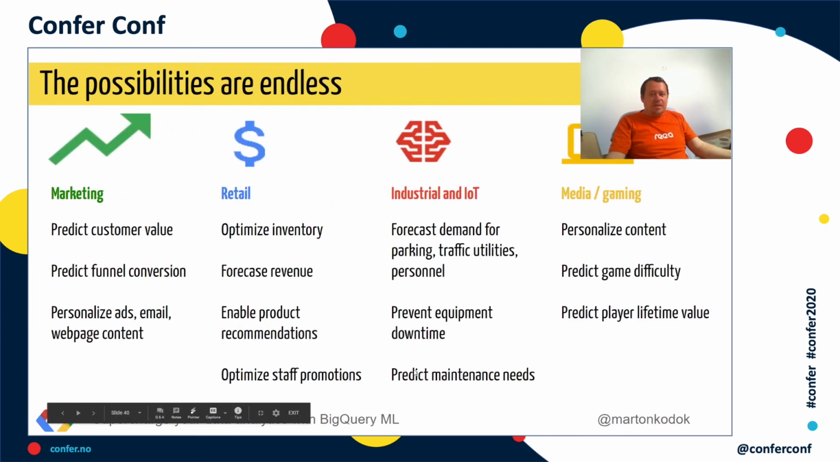The possibilities are endless. Even if you are in marketing, retail, or industrial, or media and gaming, you can pick and eventually build out recommendations or predictions. I don't know, for industrial, like predictive maintenance needs, or in the gaming industry to personalize content or predict game difficulty based on machine learning logic. For marketing, you can personalize ads, email, web page content, or even predict funnel conversion.